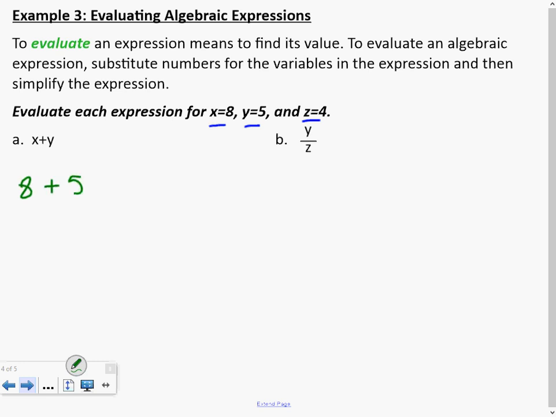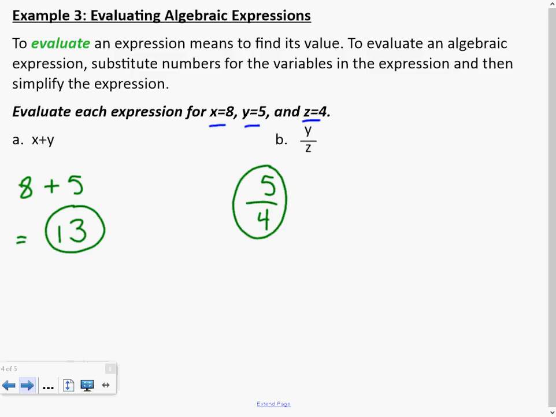To simplify this, we just have to add, and we get 13. For our second expression, y divided by z, again, I'm going to take 5 and substitute it in for y, and then I'm going to take 4 and substitute it in for z. Now this time we could do 5 divided by 4 and get 1.25, but I prefer to leave things as fractions. So this is going to be our answer here.